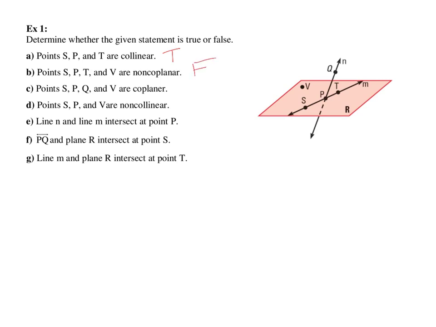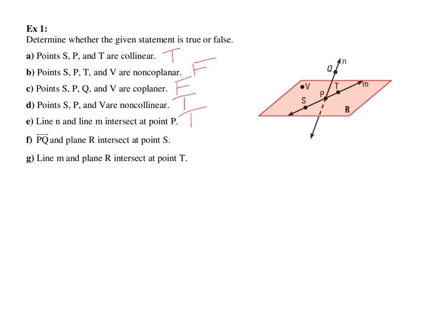S, P, Q, and V are coplanar. No, that's false. They lie on different planes. S, P, and V are non-collinear. That's true. Can't put those on the same line. Line N and line M intersect at point P. That's true.